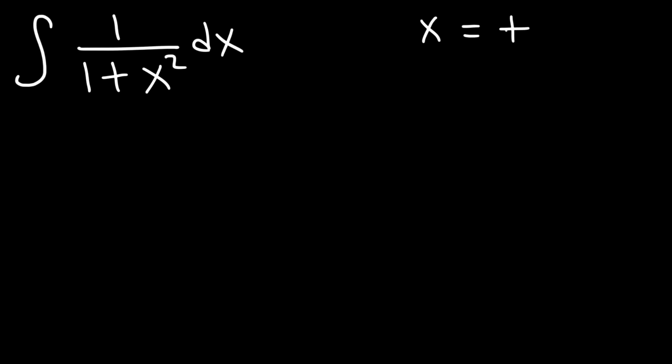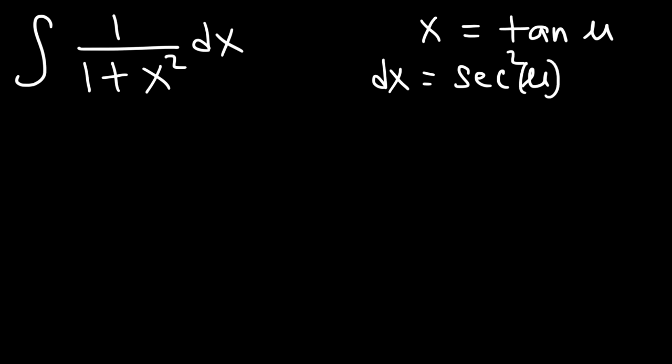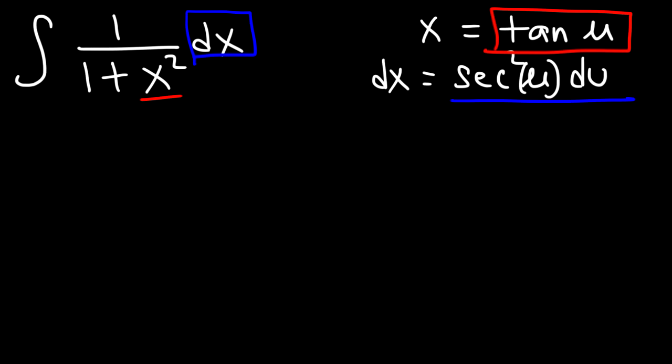In this video, we're going to talk about how to find the indefinite integral of 1 over 1 plus x squared dx. Now, in order to find the integral, we need to use trigonometric substitution. So let's begin by replacing x with tangent of u. So dx is going to be the derivative of tangent, which is secant squared, and it's going to be secant squared u du. So let's replace x with tangent u, and let's replace dx with secant squared u du.